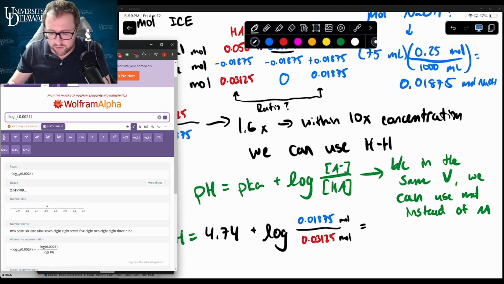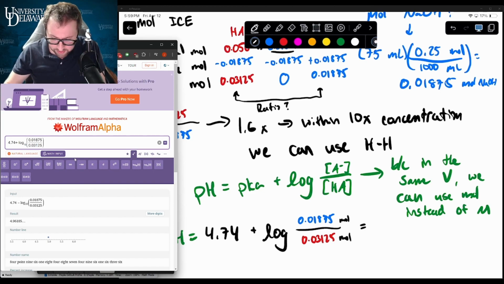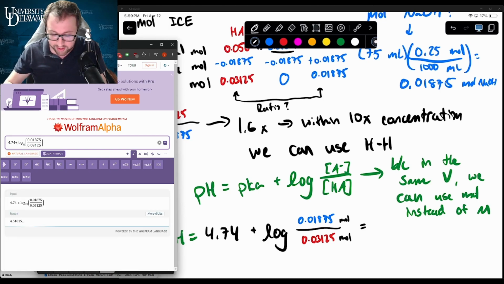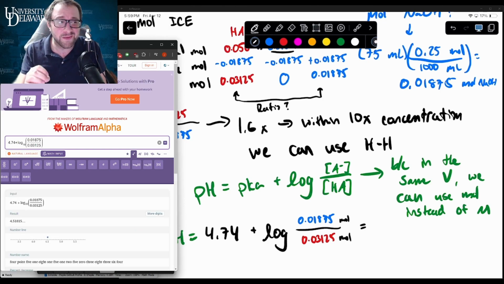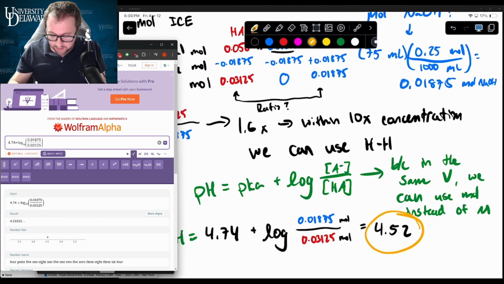So now we just do 4.74 plus the log of 0.01875 over 0.03125. And that's going to give us a pH of, did I put those in wrong? Oh, I did not delete the minus sign there. All right, there we go. Just so we're clear, I was hesitating there because the pH was higher than the pKa, and it'll make sense in a second why that shouldn't be the case. So our pH is 4.52. We only have 2 sig figs of significance, so we're going to call it there.